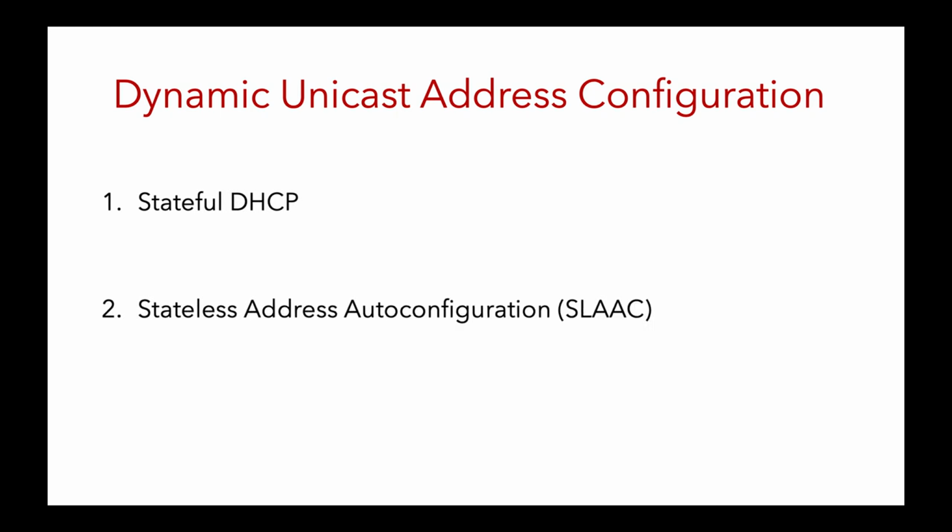Next, we have dynamic unicast address configuration. A Cisco router supports two ways for the router interface to dynamically learn an IPv6 address to use. Number one, stateful DHCP, and number two, stateless address autoconfiguration, or SLAAC.